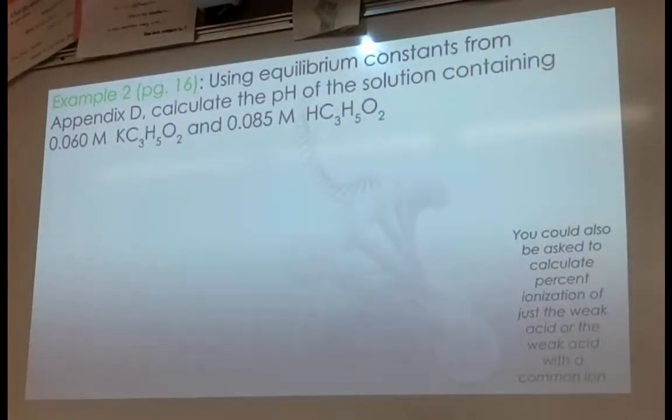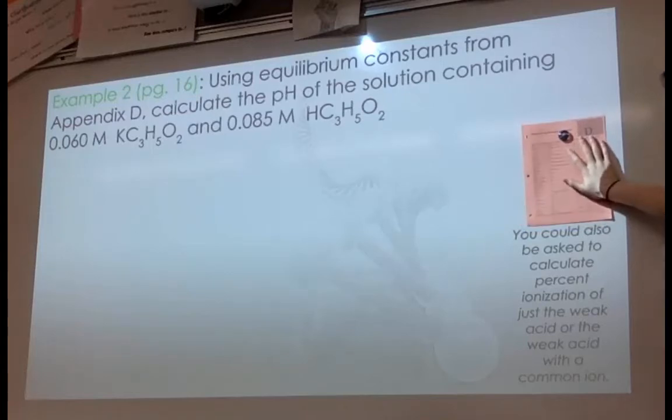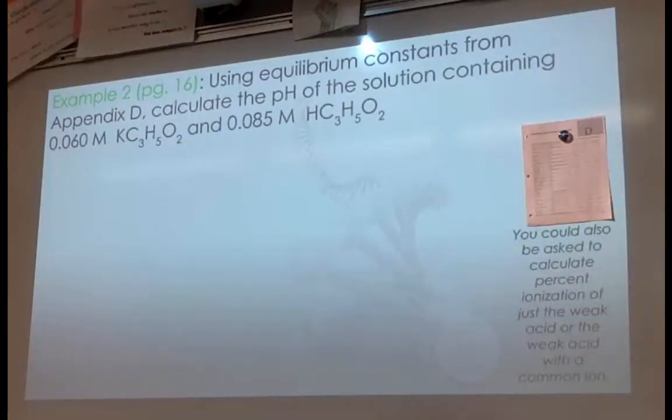So this says using equilibrium constants from Appendix D. So you will still want to have Appendix D available, right? Have it handy. Now, on example 2, I think the Ka value is already written in your notes for you. However, on Mastering, they will not necessarily give you the Ka or the Kb values. You need to use Appendix D for that.